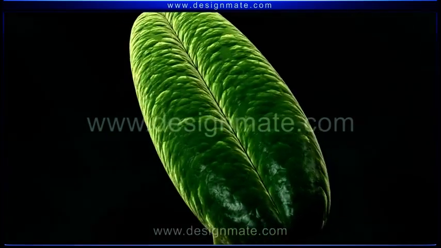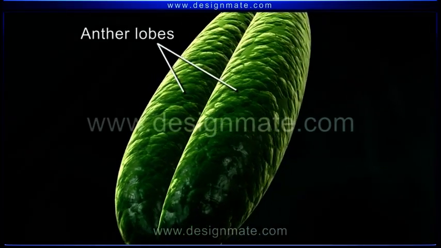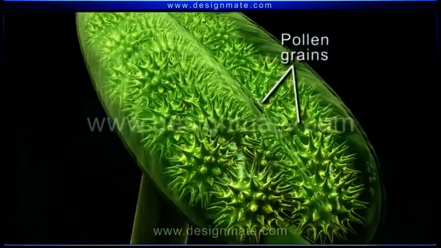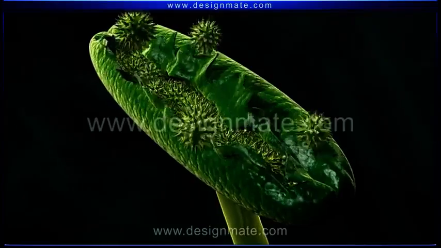A close observation of the anthers shows the presence of two lobes called the anther lobes. Each of these contains numerous pollen grains. When the stamen is mature, these pollen grains are released.